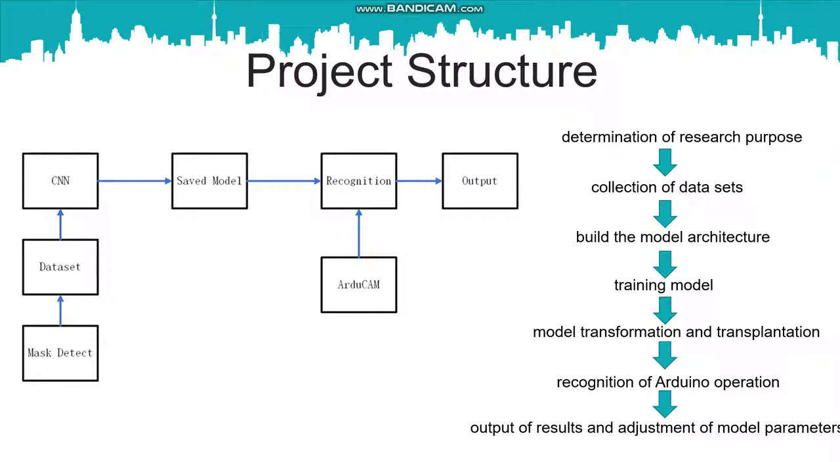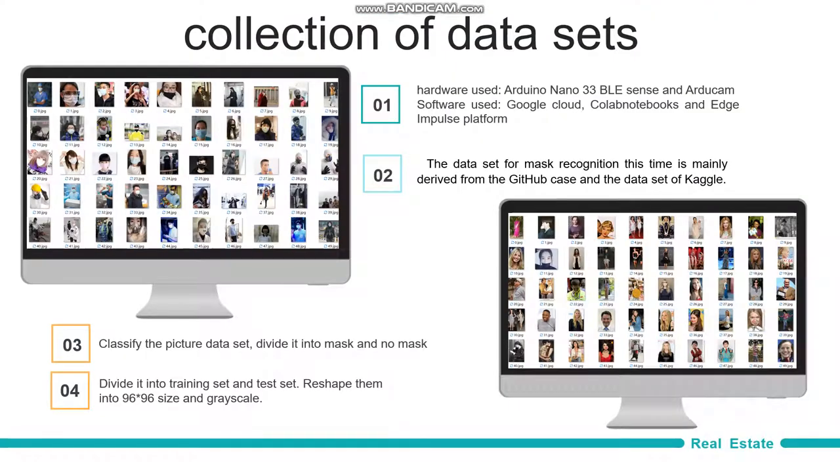So in the process of research, I used Arduino Nano in the hardware part, and Google Cloud, Colab Notebooks, and the Edge Impulse platform in the software part, and designed the neural network model based on TensorFlow 2.0. In the program, I referred to the example of the cat and dog fight. The dataset for mask recognition this time is mainly derived from GitHub cases and Kaggle data. The general information of the dataset is shown here.